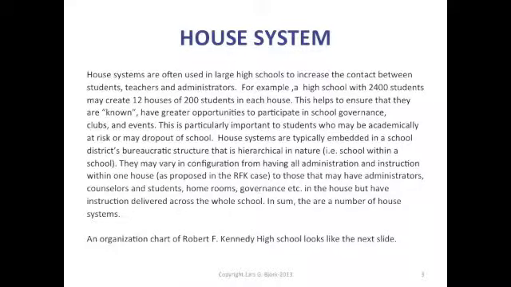House systems are often used in large high schools to increase the contact between students, teachers, and administrators. For example, a high school with 2,400 students may create 12 houses of 200 students in each house. This helps to ensure that students are known, have greater opportunities to participate in school governance, clubs, and events. This is particularly important to students who may be academically at risk or may drop out of school.